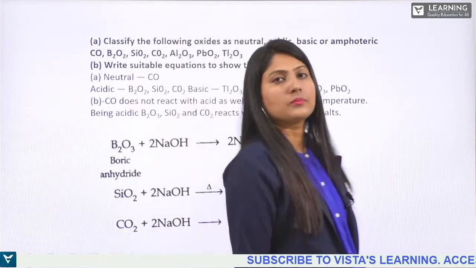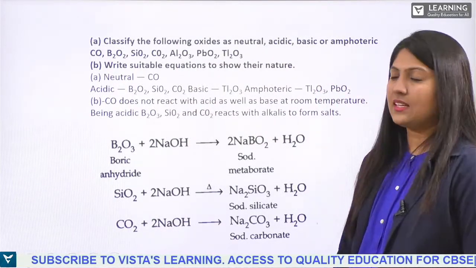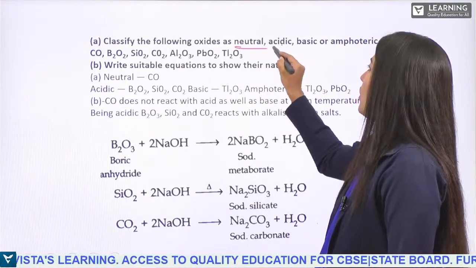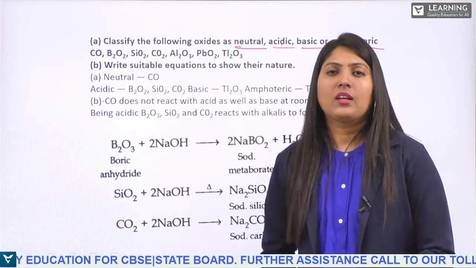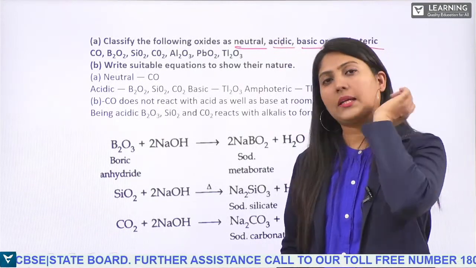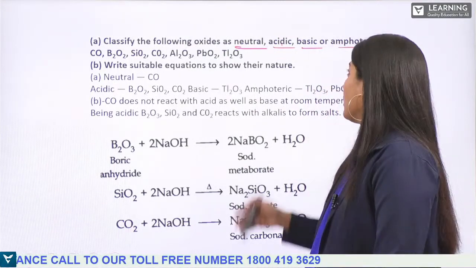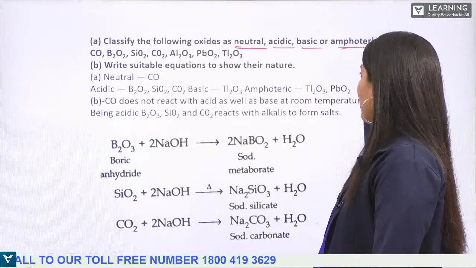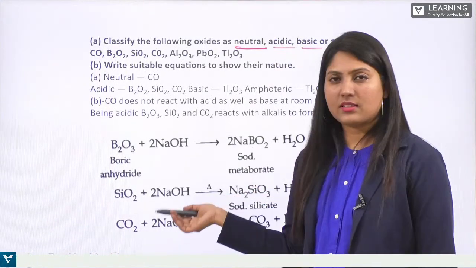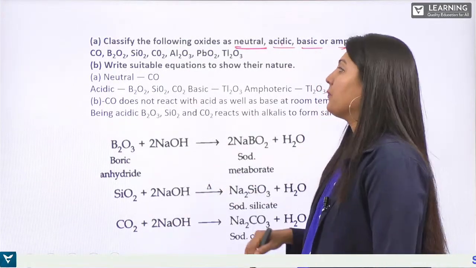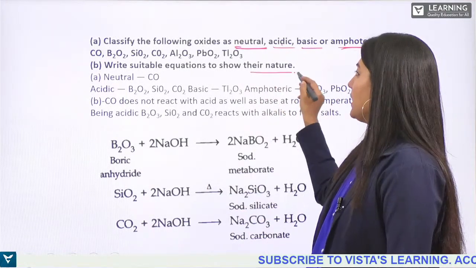Next question. Classify the following oxides as neutral, acidic, basic and amphoteric oxides. They have given you the list of oxides, right? In that, we need to say which is acidic, which is basic, which is amphoteric and which is neutral. As we have already discussed this, you should be knowing. And the second question is, write suitable equations to show their nature.